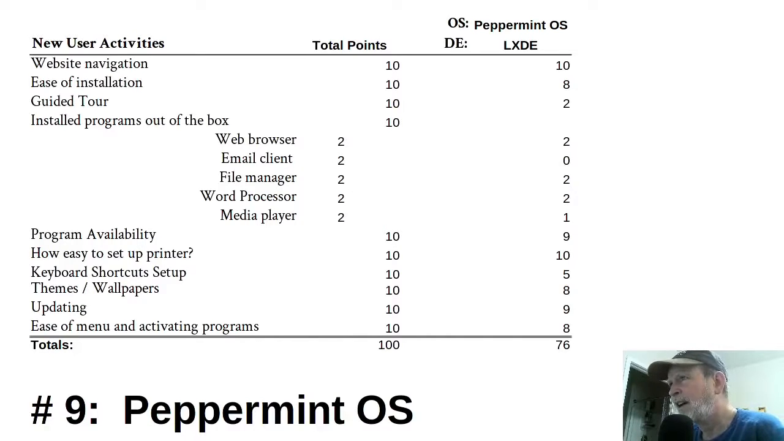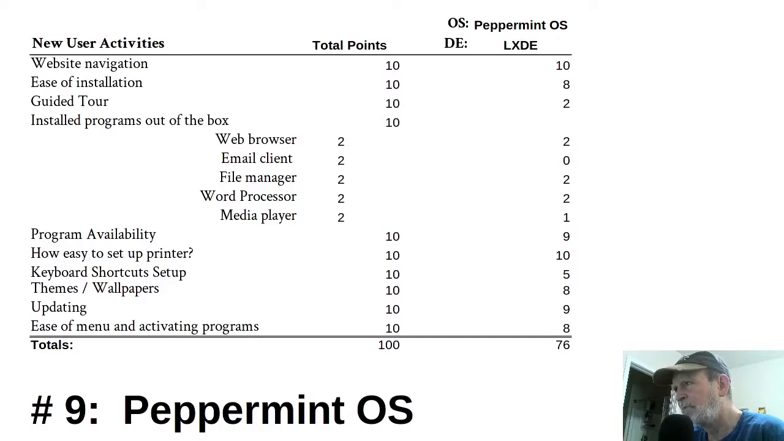We put 8. Guided tour, it had practically no guided tour. Peppermint didn't. That gave it 2 for that. And it didn't have an email client. It also didn't have a music player, if I remember right, installed. So you have to install those yourself. Yeah, so program availability was a 9.